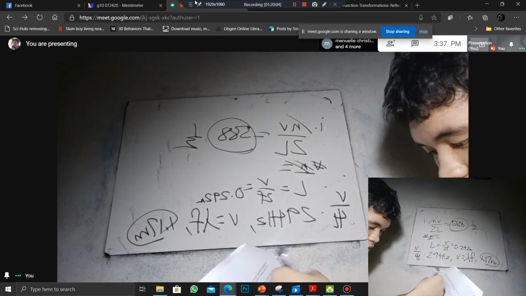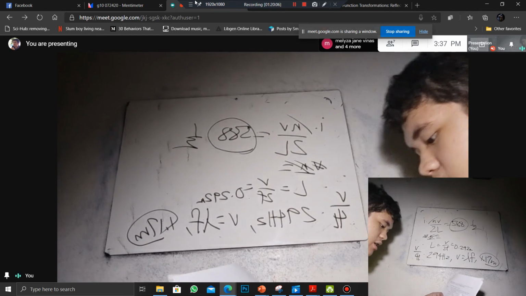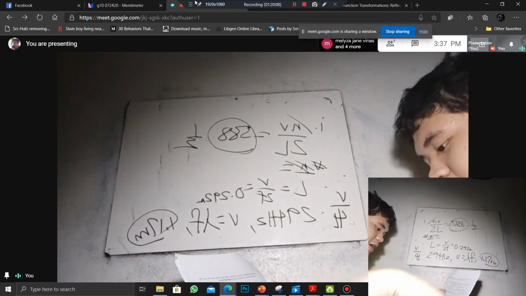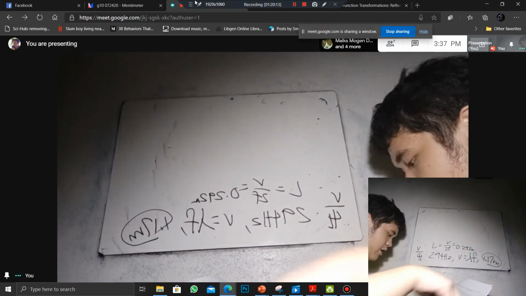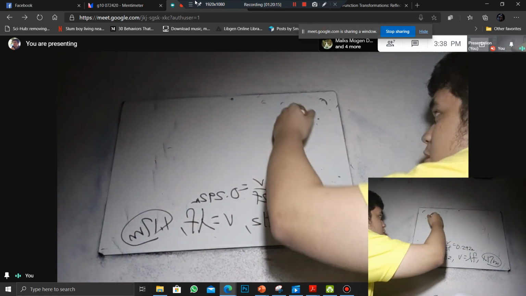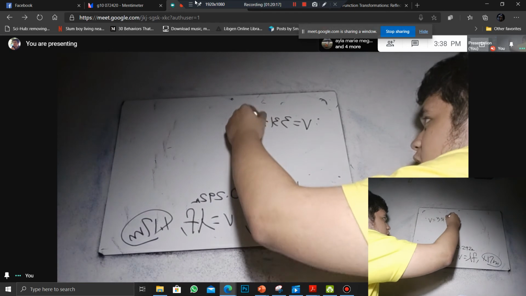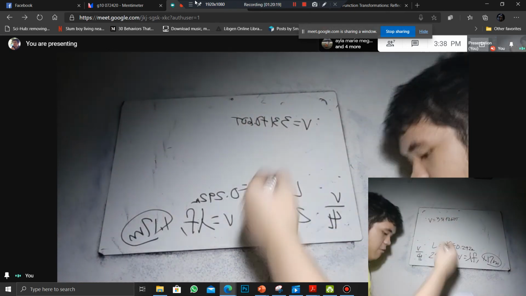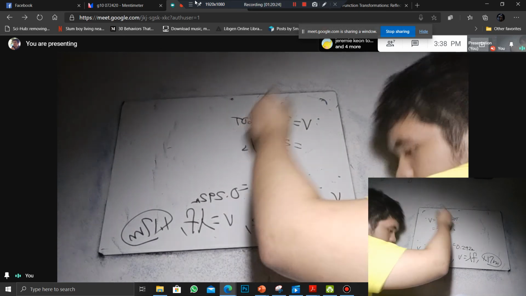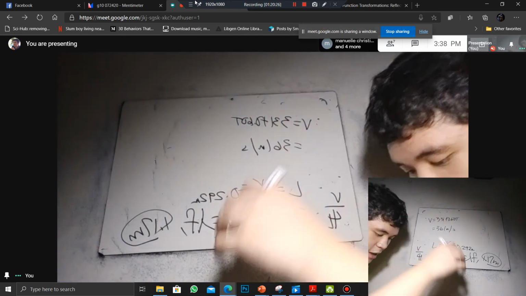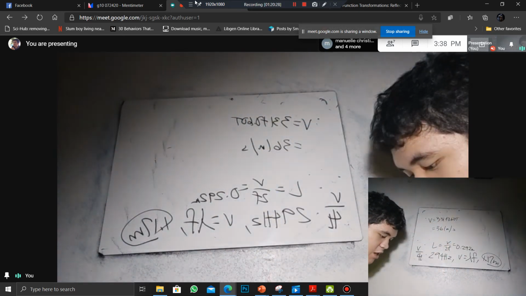Okay. Next, letter F. Find the speed of sound at 50 degrees Celsius. V equals 331 plus 0.60 T. Plug and play. We will get 361 meters per second. In letter F, what is the sound level of a sound whose intensity is 1.5 times 10 to the negative 6 watts per square meter?